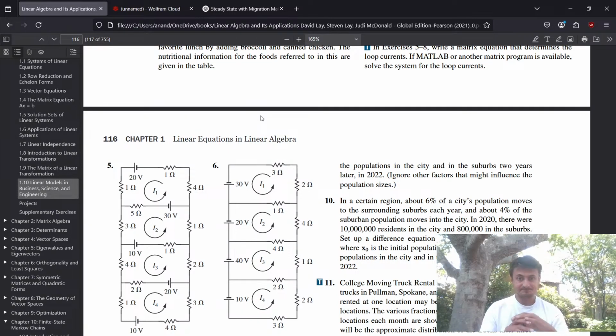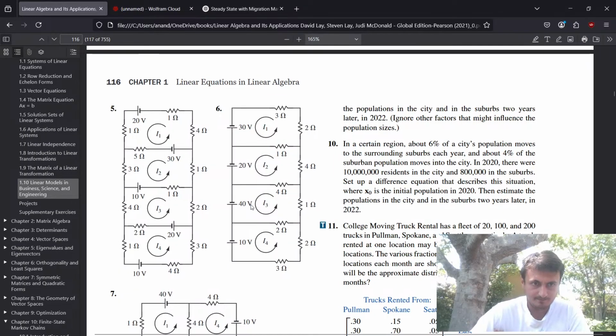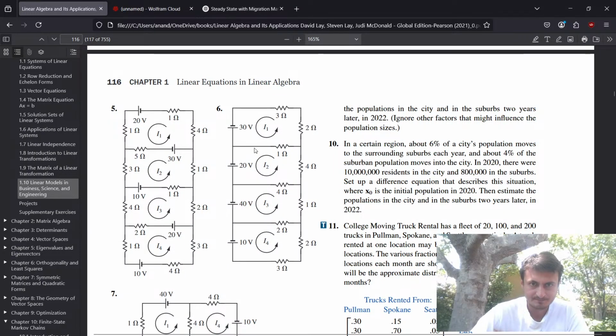Okay. All right. Now that we've done one, I feel like I can do it. I can do it because I know what to do. I just don't know if it's right. Like, six looks easier actually because there's only one voltage source in each loop.